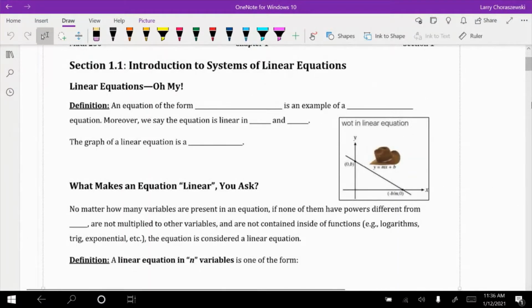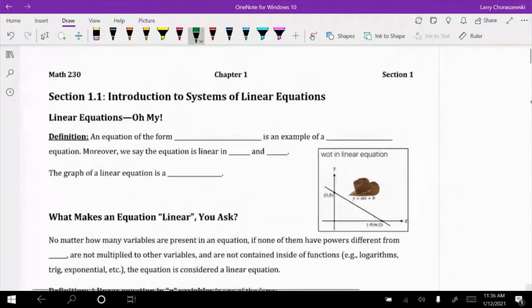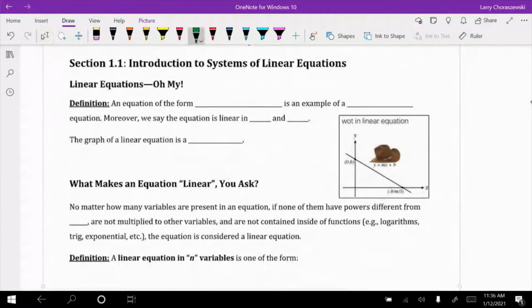Okay, folks, so let's talk about an equation of the form ax plus by equals c. All right, that would be an example of a linear equation. Of course, that's just one form of it. This would be the standard form of a linear equation. Other forms exist, obviously. I know one of the most popular forms of the line is slope-intercept form.